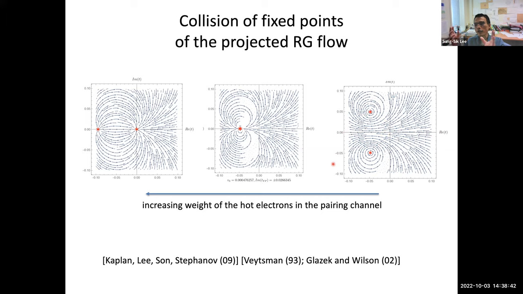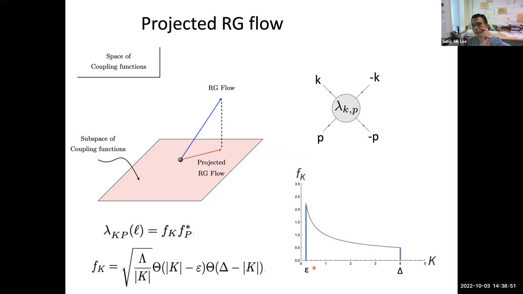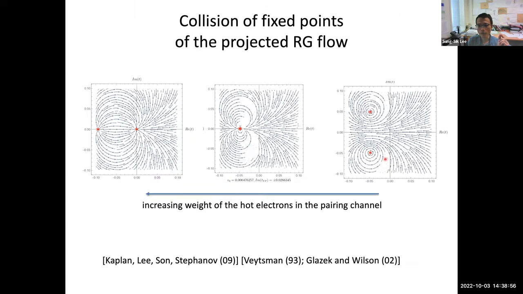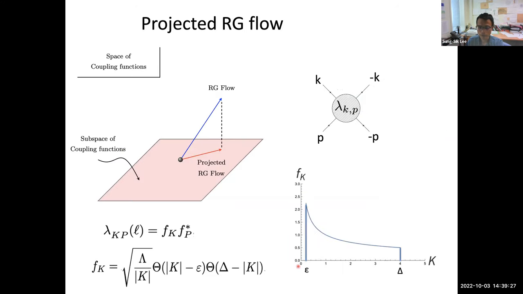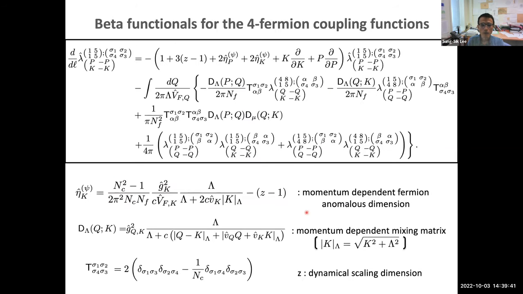But interestingly, as I change the epsilon and delta, as I make epsilon smaller, this epsilon is the lower momentum cutoff of the pairing wave function, right? As I make epsilon smaller and smaller, this non-Hermitian fixed point of the projected RG flow approaches the real axis, and then at some critical choice of epsilon, this non-Hermitian fixed point collides on the real axis, and then if epsilon is too small, the fixed point bifurcates out along the real axis. So what happens is that as epsilon is decreased, I include more and more hot electrons. I include a Cooper pair made of electrons very close to the hotspot. And as I mentioned earlier, the anomalous dimension of the electron becomes big near the hotspot.